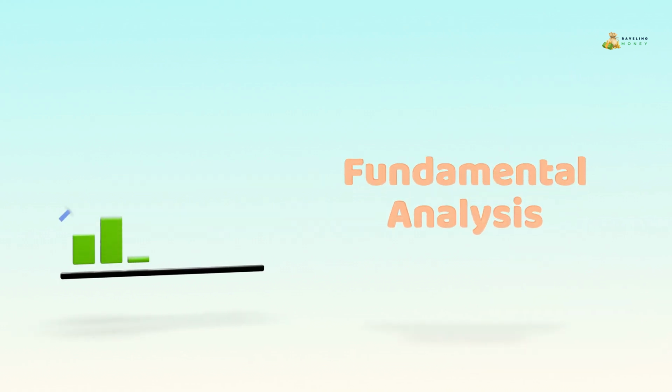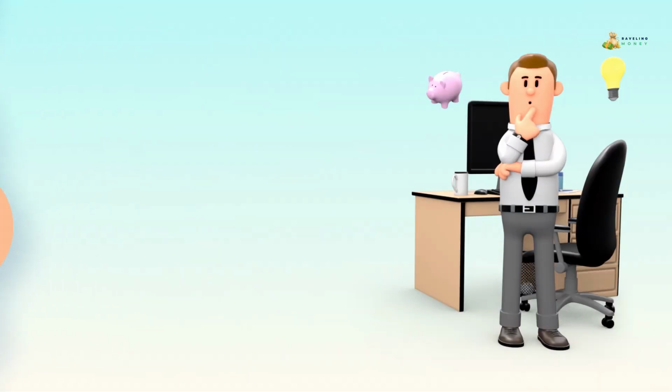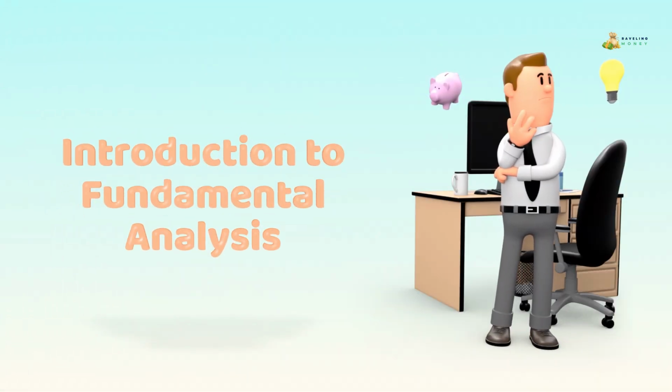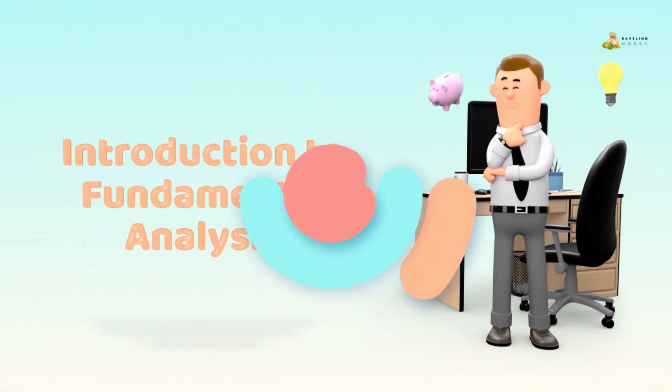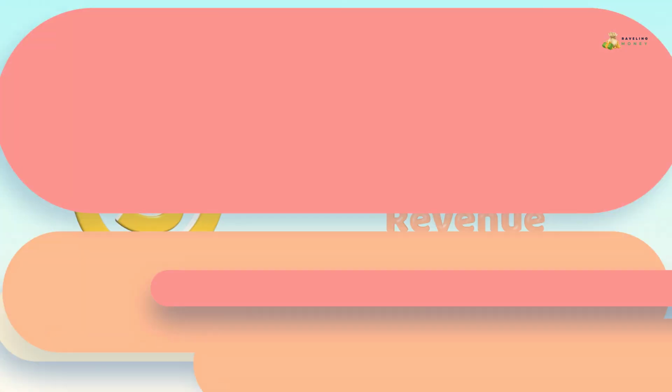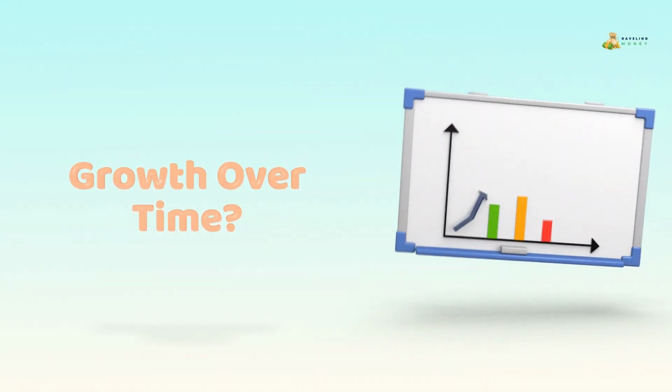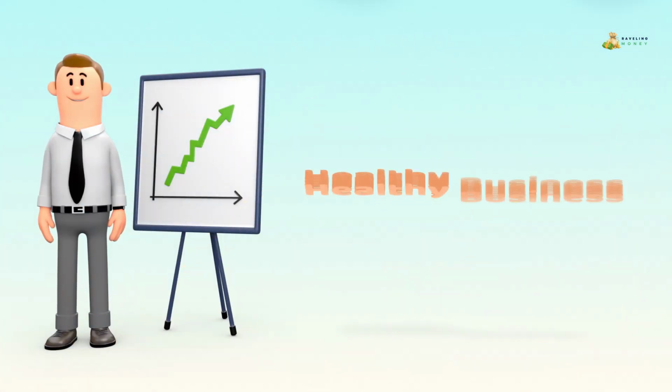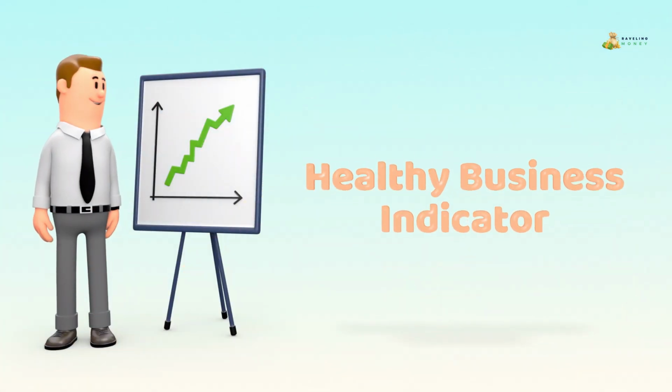Fundamental analysis. Let's jump into the first method of stock analysis, fundamental analysis. Earnings and revenue. Look at a company's earnings and revenue. Are they growing over time? This indicates a healthy and potentially profitable business.